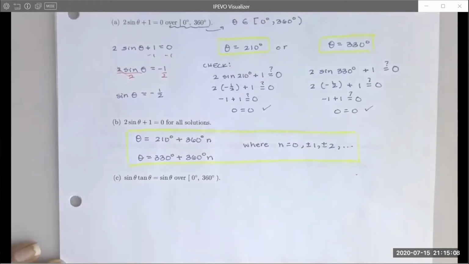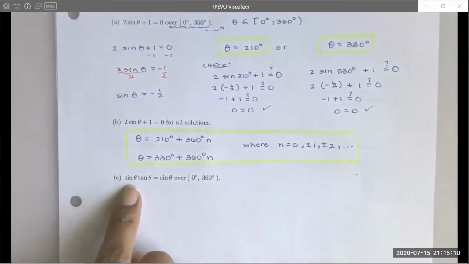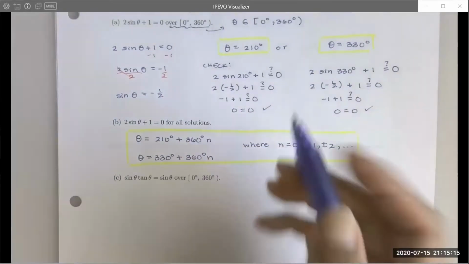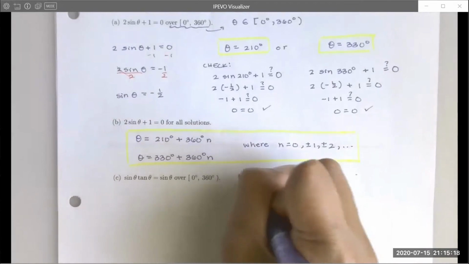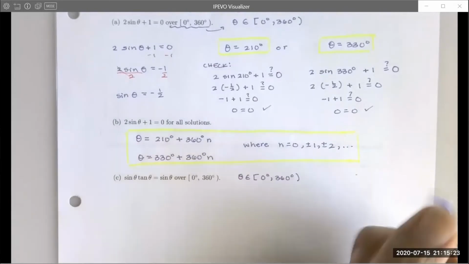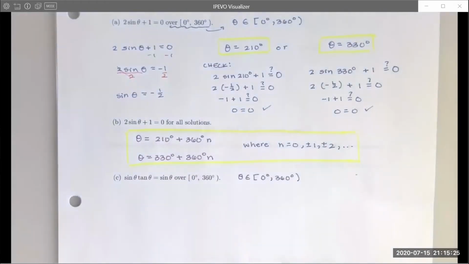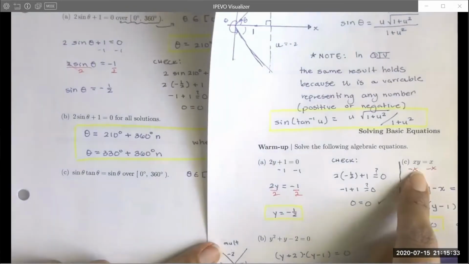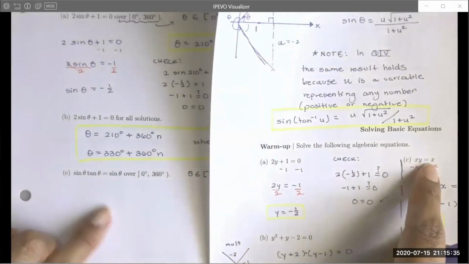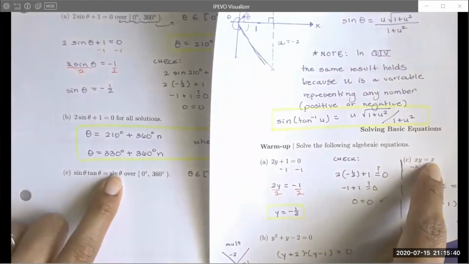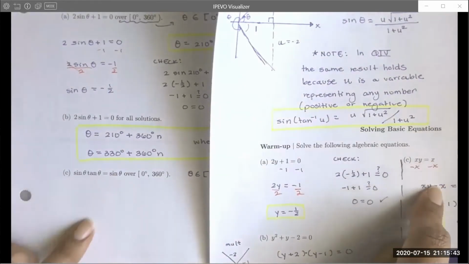All right, what about this part C? Part C, we have sine times tangent equals sine. And again, they want us to find all of the angles, for theta in the interval 0 to 360. Okay, well, that one looks, if you go back to the warm-up that we did, if you take a look at part C of the warm-up, that one kind of looks like this: x times y equals x, where sine is x, tangent is y, right? And then here's sine again with x. And what did we do in that case?